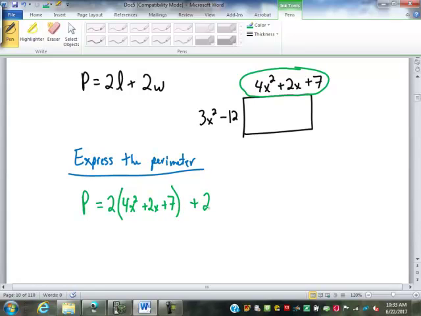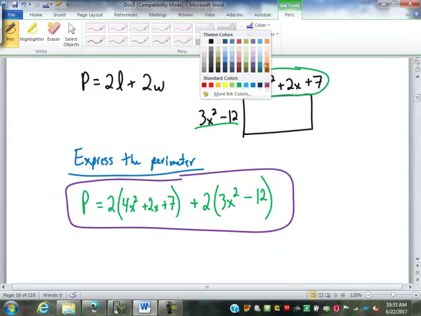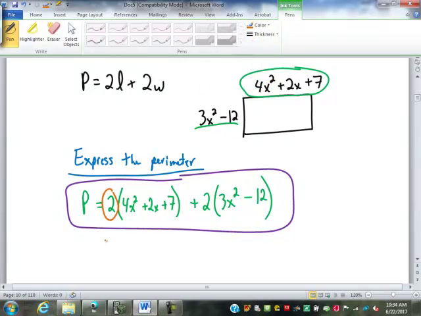Plus 2W, well, it becomes 2 times 3x squared minus 12. If you left it like that on a test, I would not mark it wrong. My math lab, however, wants you to simplify it. So to simplify this, the first set of parentheses, there's nothing to do in it, so we got to do something to it to distribute the 2.